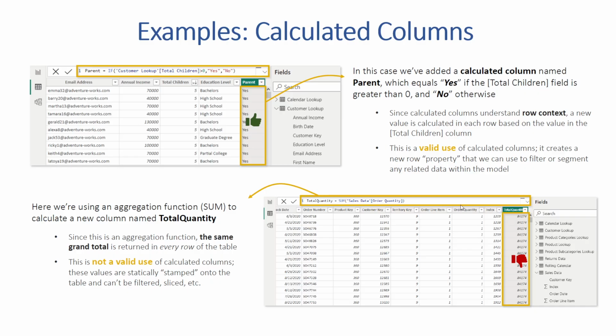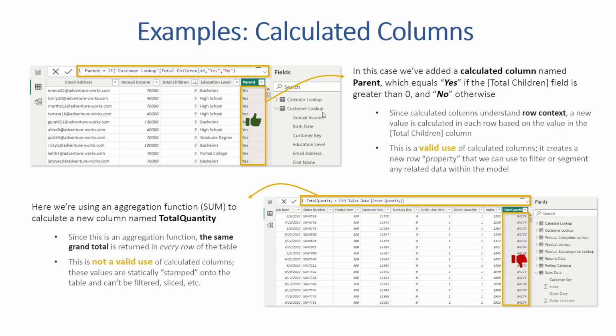If we are using the aggregation function sum to calculate the new column named total summary, since this is an aggregation function, the same grand value is written in every row of the table. So this is the value used for the calculations. These values are typically stamped into the table and can't be filtered or sliced. So in that case we should use the measure. In that case we should use the calculated column. So these are the examples.